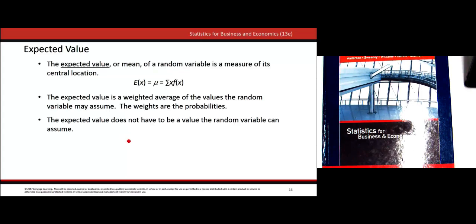The expected value of x, which is denoted by mu, is the sum of x times f of x, which is the sum of each random variable value x multiplied by its own probability f of x.